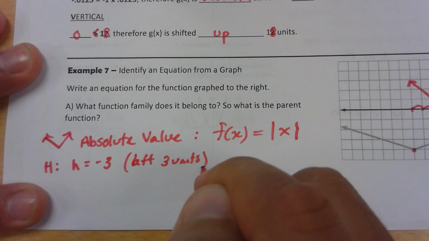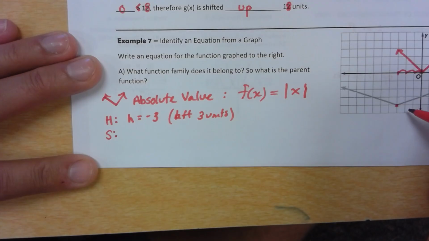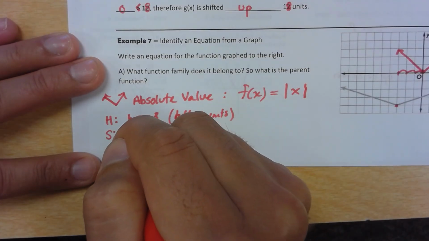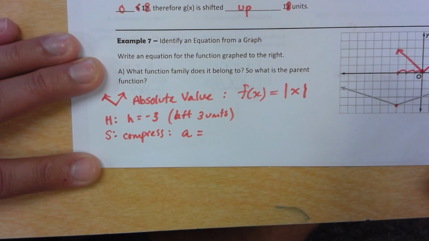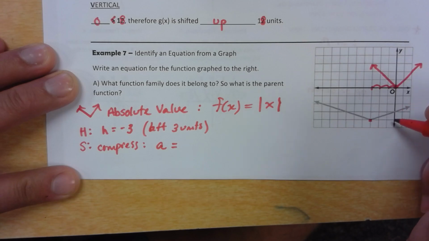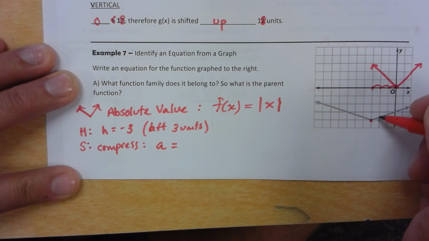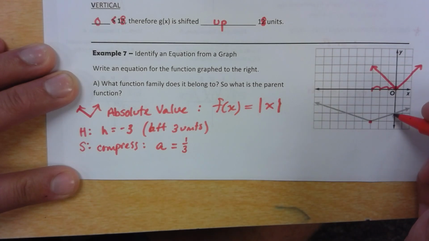Then S, stretch or shrink. It looks like we are shrinking, compressing. It's a compression, so I'm looking for a fraction number for a. The way I can tell that is here I was going right 1, up 1. Here I'm going right 1, up a touch. Well, this looks like 1, 2, 3, up 1. So that would be a rise of 1/3, and a run of 1. So a would be 1/3 in this case. 1/3, 2/3, 3/3 to get to here.